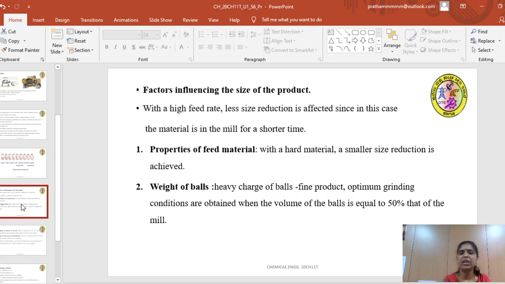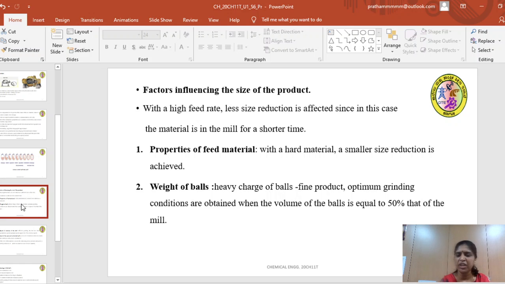So for the proper size reduction action to happen in a ball mill, some of the factors will influence the product. So what are the factors?